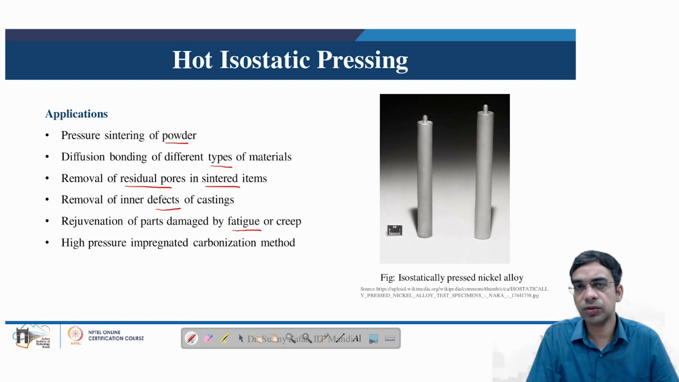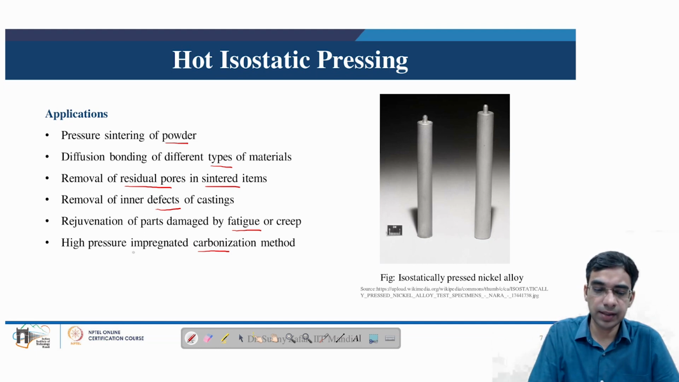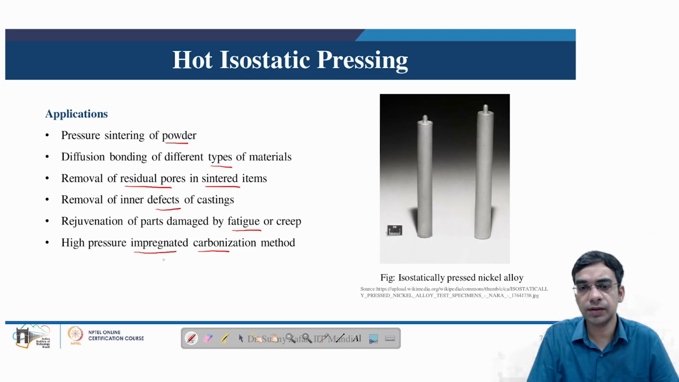Sometimes some micro cracks may also have generated under the influence of creep and fatigue, especially in rotating components. So we can rejuvenate the microstructure by subjecting them to hot isostatic pressing treatment. Another application is the high pressure impregnation of carbonization method. Sometimes carbon based materials may need to be impregnated on the surface of another material. Again, in this case, hot isostatic pressing can be applied to impregnate the carbon, but it has to be noted that this impregnation will be only a few microns on the surface of the product, not across the bulk.